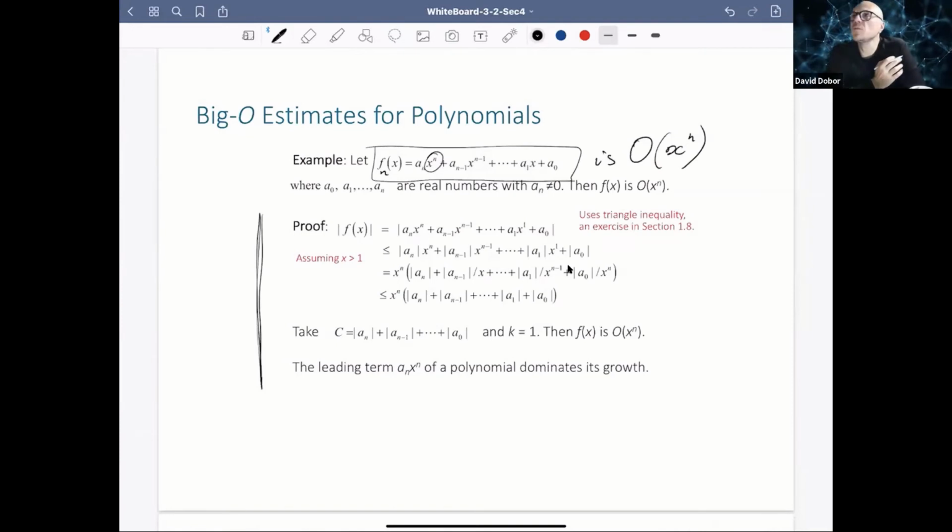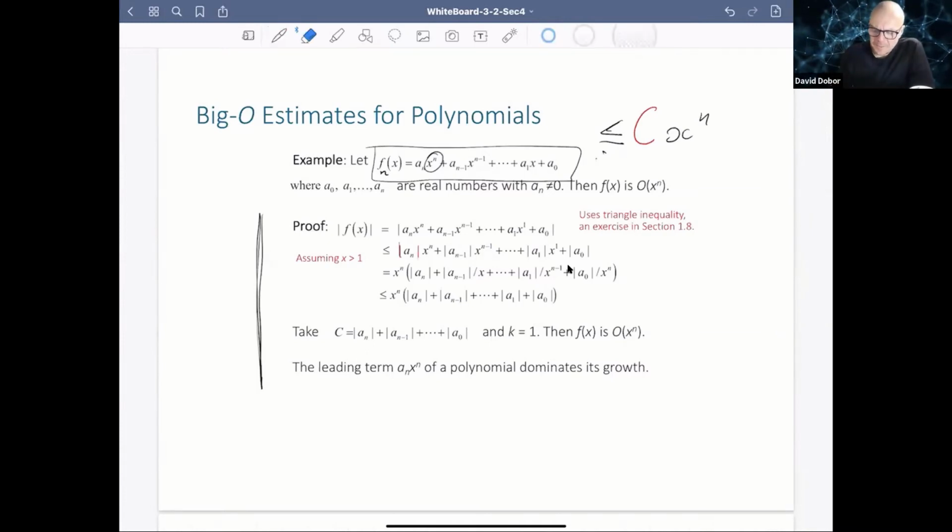So let's go through this proof real quick. Why is it the case that f of x can be made less than or equal to x to the power of n times some constant c? How can it be made so? Ignore these modulus signs. Assume that they are positive, and you can worry about the details later. Just for simplicity, assume that all these a's are positive.